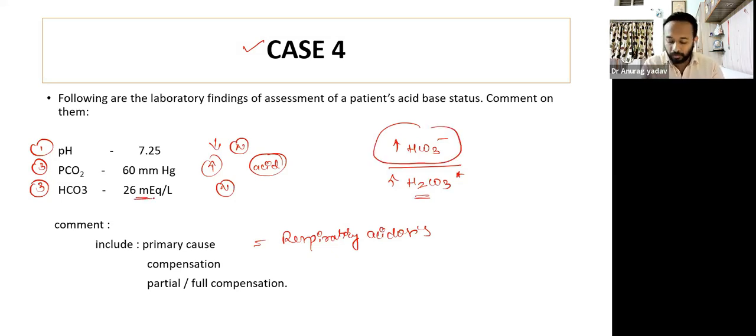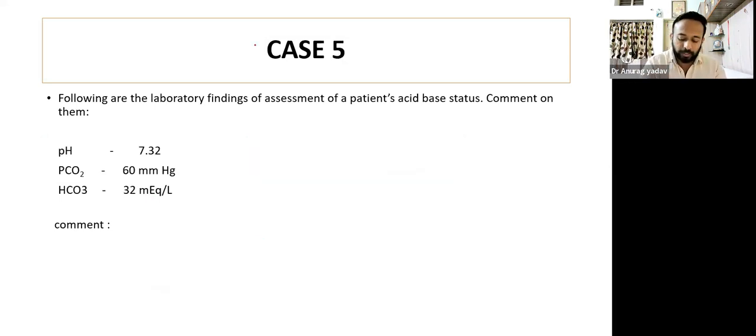Now you see what happens to the bicarbonate. No, it is in the normal range. So there is no compensation yet. So we cannot commit whether it is partial or complete, because it's an uncompensated respiratory acidosis. So that is about the fourth case. Now the fifth case, we'll see.